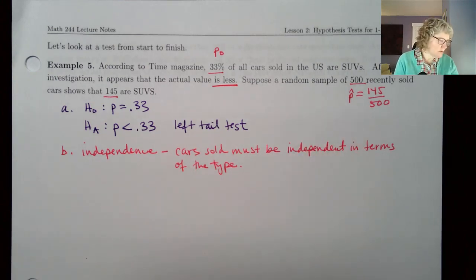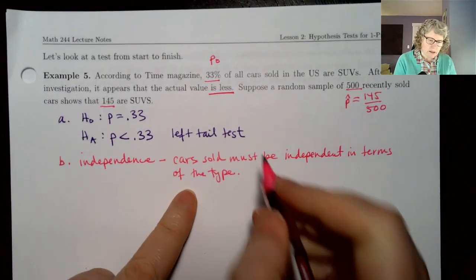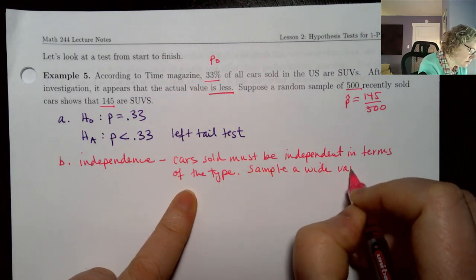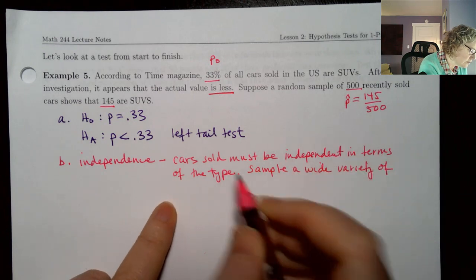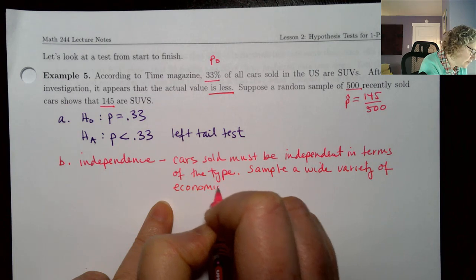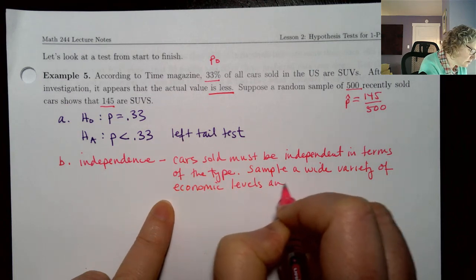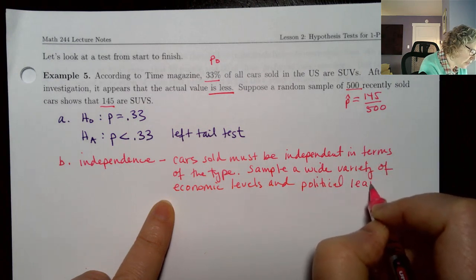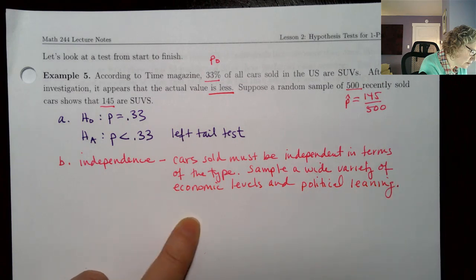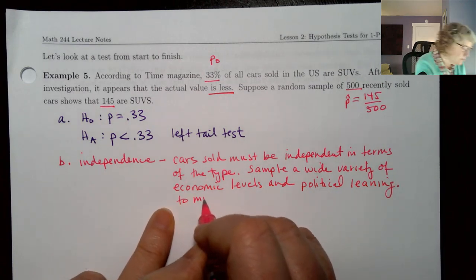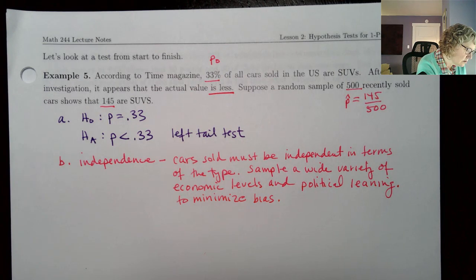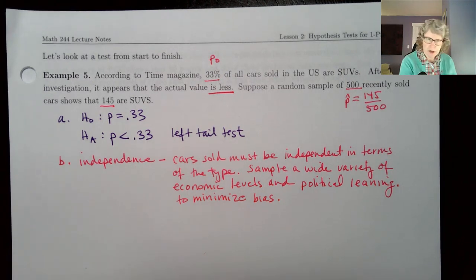We want to look for potential sources of bias in our sample. So I want to say something like sample a wide variety of economic levels and political, might say political party or also a political leaning, to minimize bias. Okay, so when you're setting up a test, you want to be thinking about all of these things.